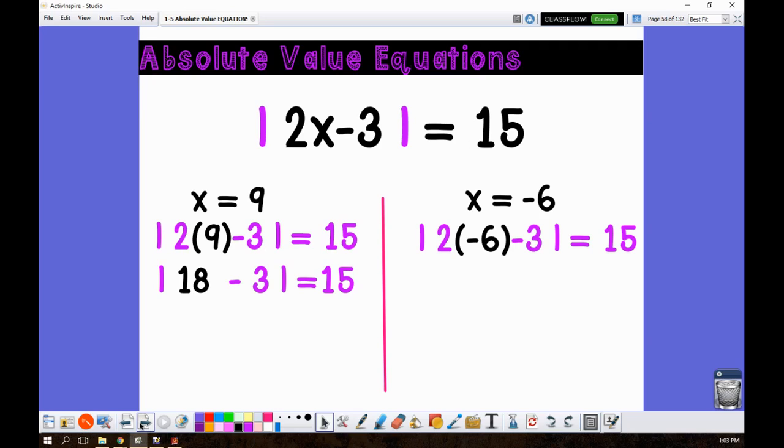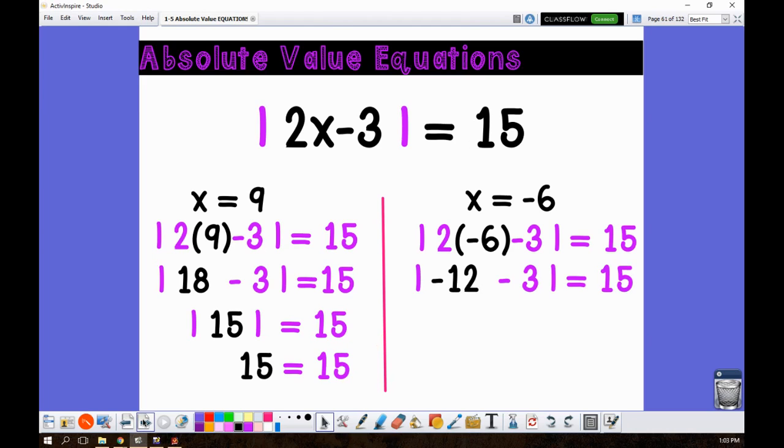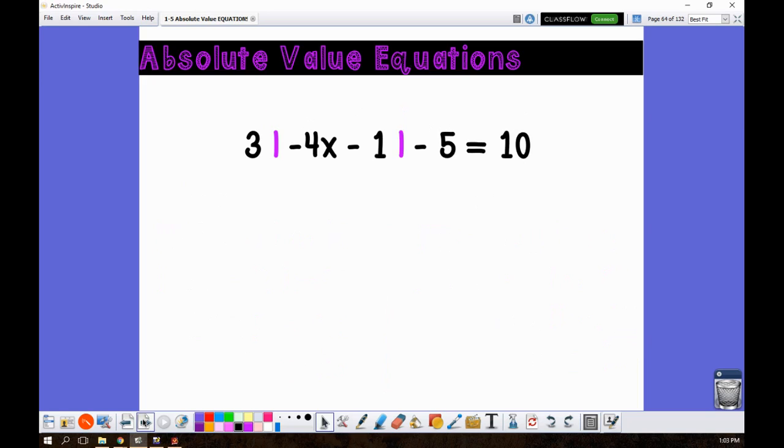So 2 times 9 is 18. Simplify again, 18 minus 3 is 15. The absolute value of 15 is 15, so this one checks out for us. On the other side, 2 times negative 6 is going to give me negative 12. Negative 12 minus 3 is negative 15. And the absolute value of negative 15 is 15, so this one checks out for me. So both of those answers do work, and they didn't trick me this time.